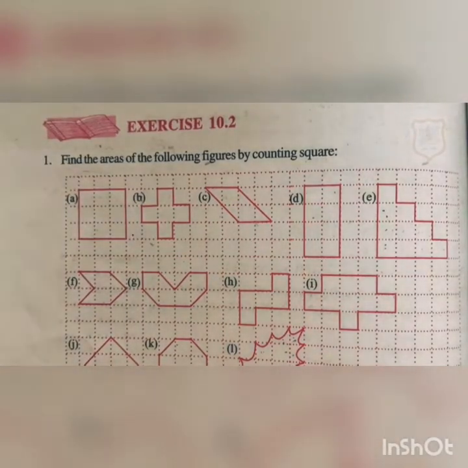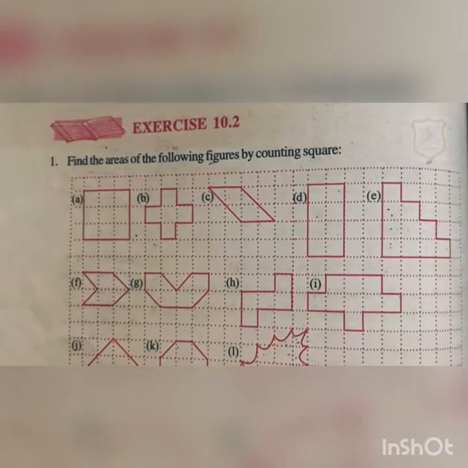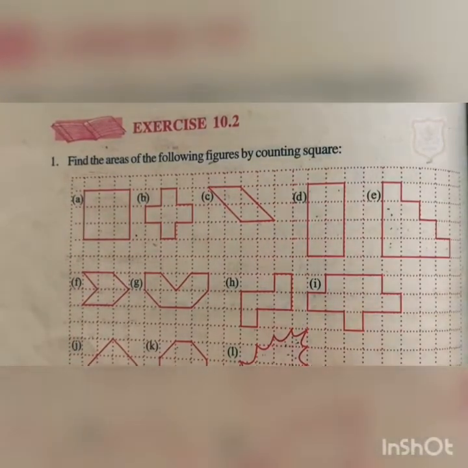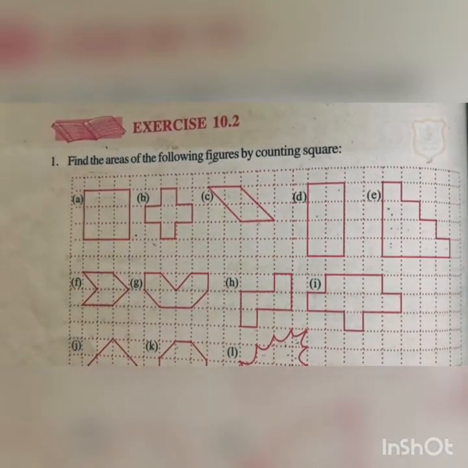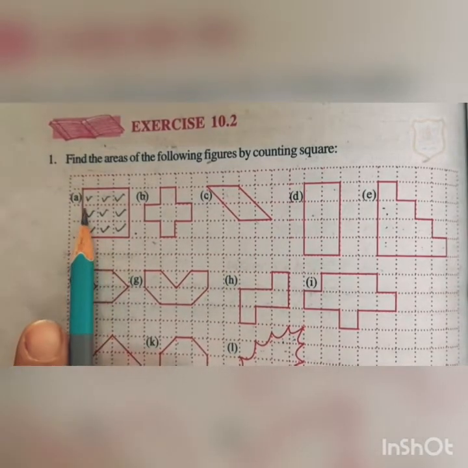Now in the first figure you can see it is a square. First we will count the number of squares, and we will put a tick mark on the complete squares and write the area of that given figure. So there are 9 complete squares.